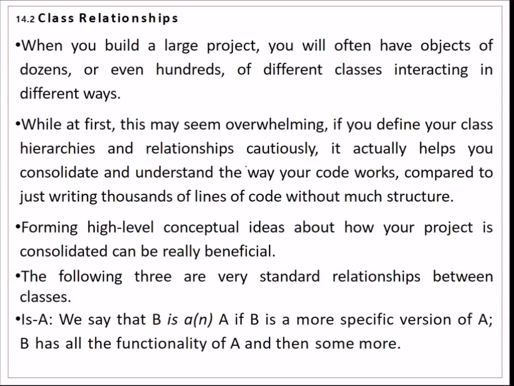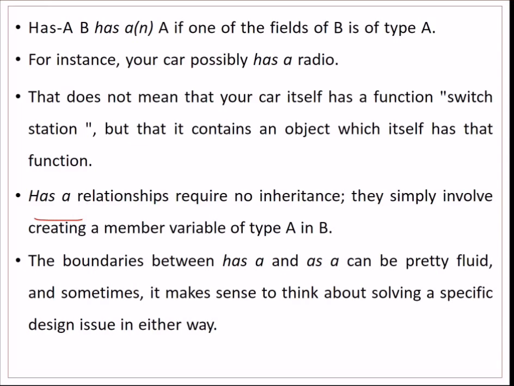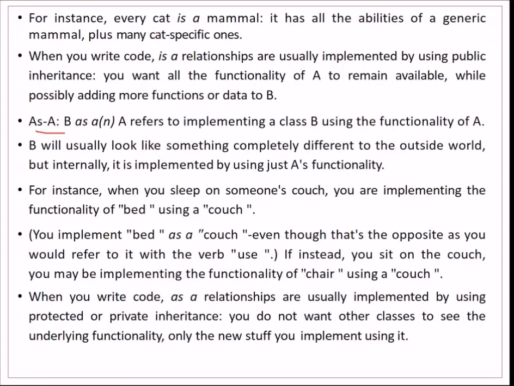Then class relationship. There are three types of class relationship, because we have actually talked about inheritance. First is a, then we have as a, and then we have a has a. Is a relationship means B is A or B is an A. That is, B is a more specific version of A. What does it mean? Say a cat. Cat is a mammal. But cat also has its specific properties. So cat will always have more functions and more variables than mammal, right? And how to implement this? This is implemented using public inheritance.